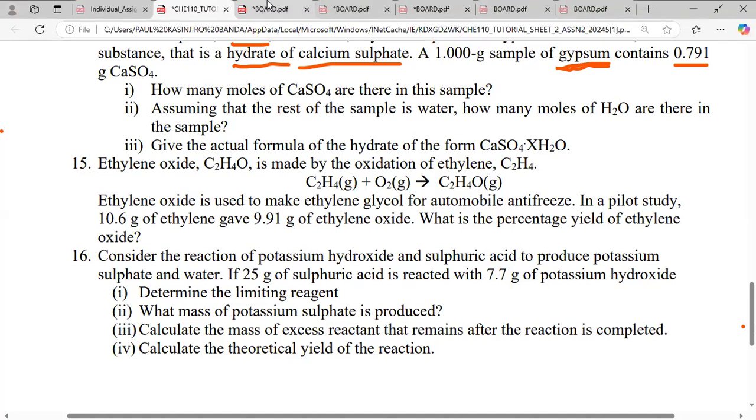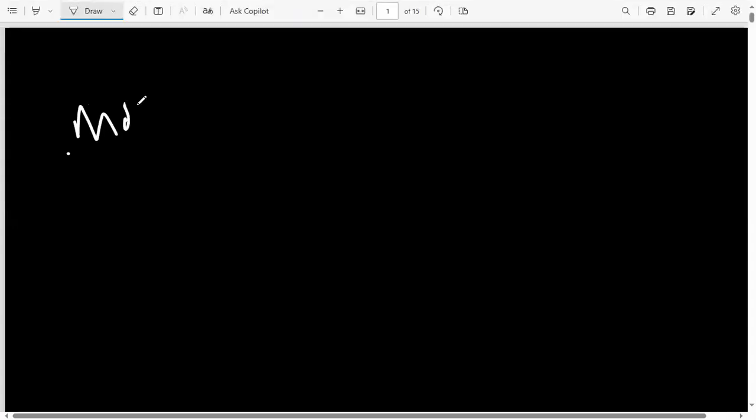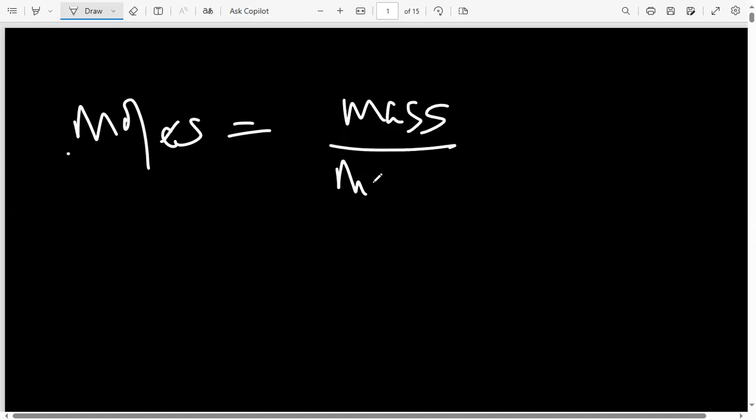So what are we going to do? We know the formula, right? Let me write it here. We know that moles are just equal to the mass over the molar mass. This molar mass, where do you get it? You get it from the periodic table.